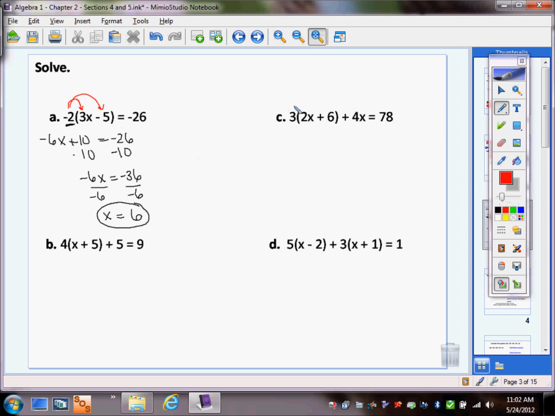I'm going to do distributing in my 3. So I get 6x plus 18 plus 4x is equal to 78. And then I have like terms, so I have 4x and 6x. That's 10x plus 18 equals 78. Subtract 18 from both sides. 10x is equal to 60. Divide by 10, and you get x equals 6.